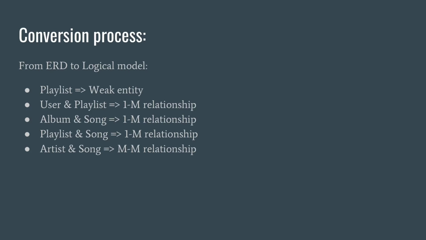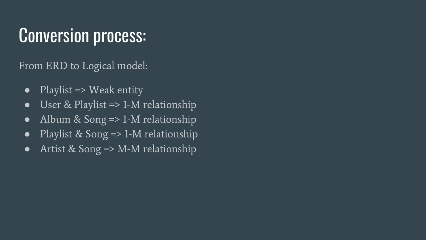Next, we check for the weak entities. As per our ERD, the playlist entity here holds the weak relationship with the user entity. So, for every weak entity, the primary key will become the partial key of the weak entity plus the identifying attribute of its owner. So, in this case, playlist ID plus user ID becomes the primary key of the playlist table.